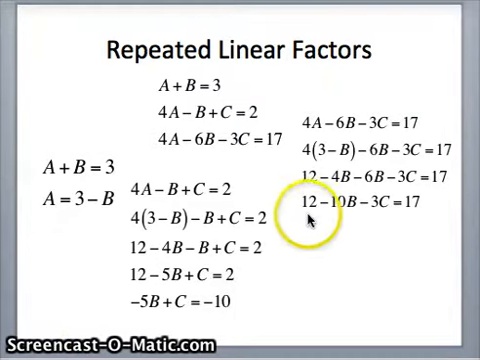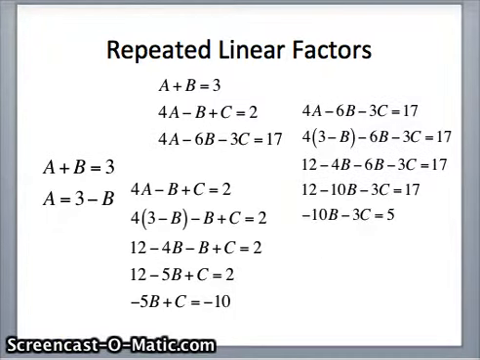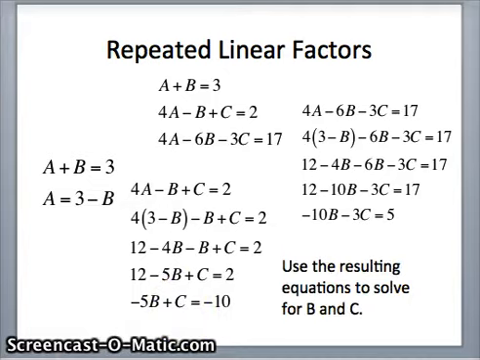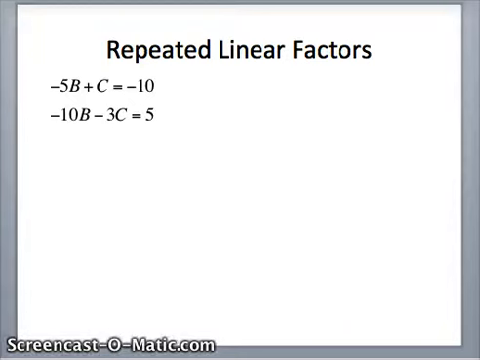Subtracting the 12 here, 17 minus 12 is 5. So our resulting equation is negative 10b minus 3c equals 5. Two equations, b and c, b and c. So use those resulting equations to solve for b and c.